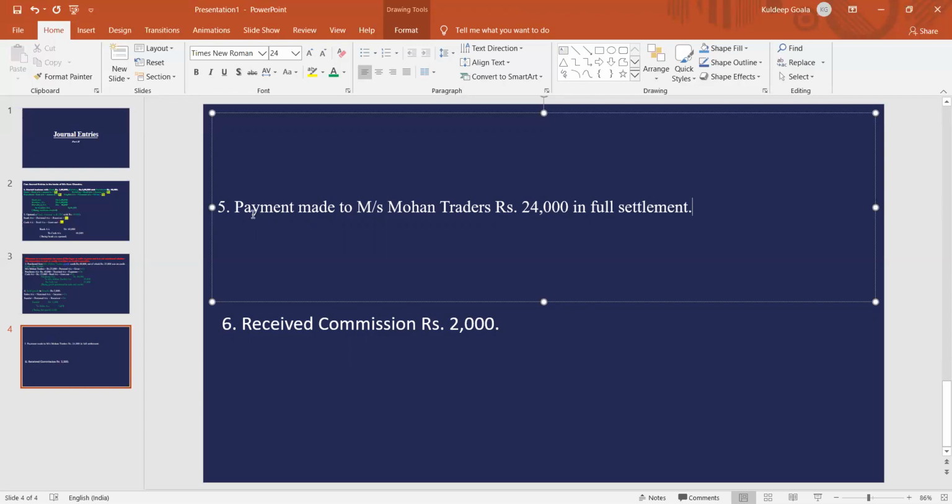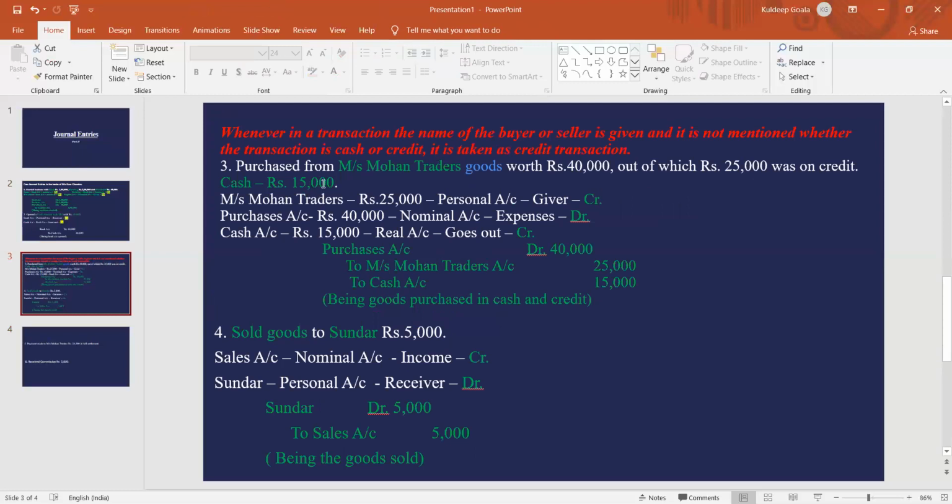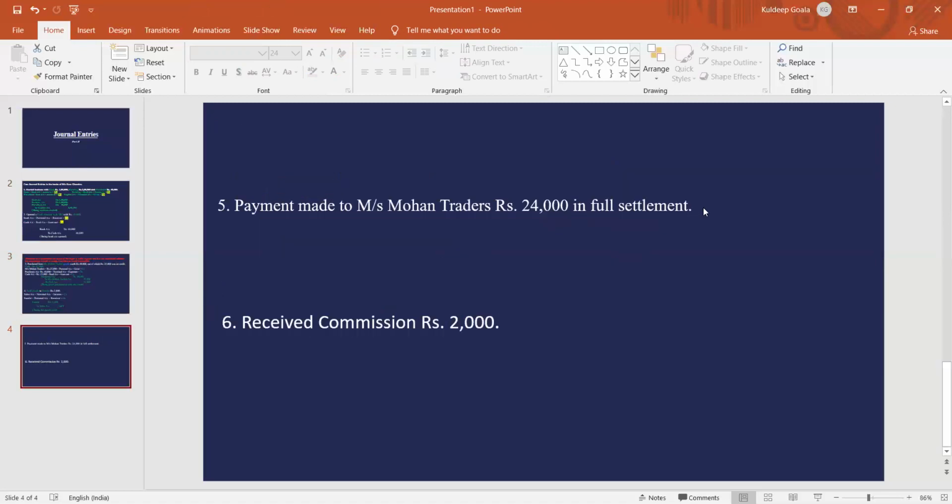Try to understand what we have done. We are making payment to Mohan Traders rupees 24,000 in full settlement. Whenever you find the word full settlement, immediately you find out the transaction related to it, what is given there. You can see that in transaction number 3, what is told, purchase from Mohan Trader was 40,000, out of which 25,000 was on credit. That means I was supposed to pay how much? 25,000 rupees to Mohan. And how much I am paying him now? 24,000 in full settlement. Isn't it clear?